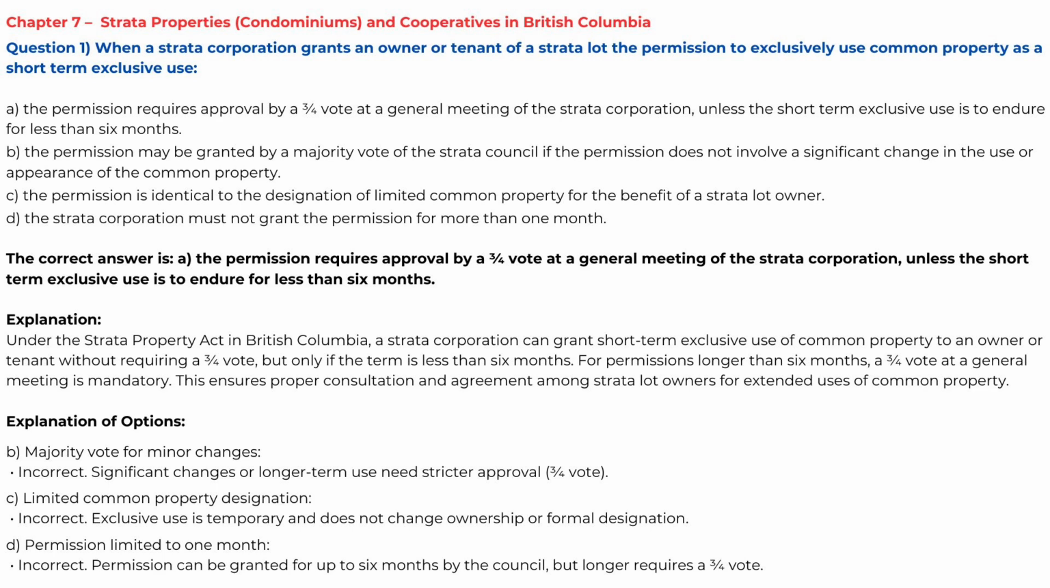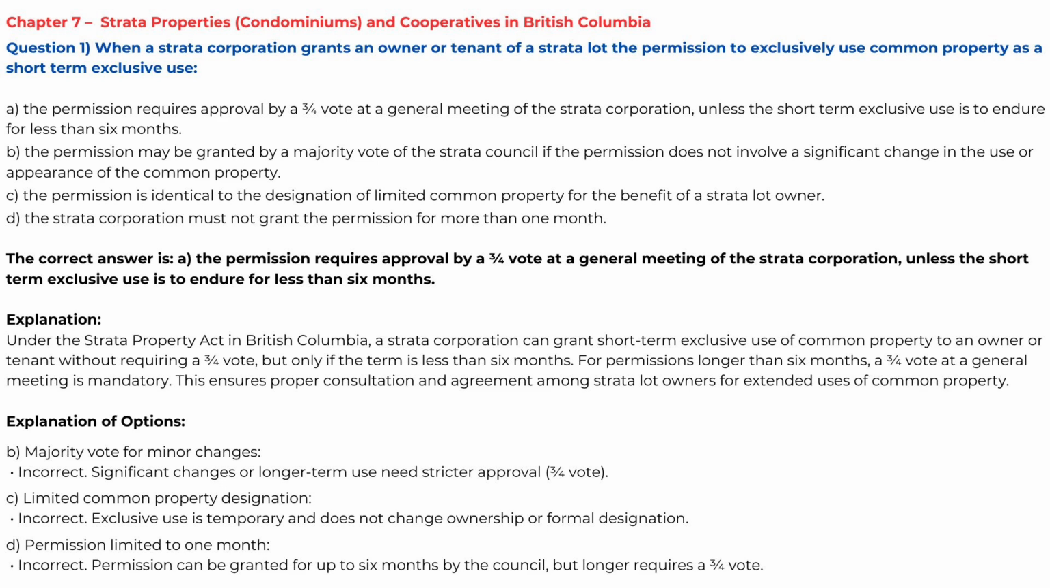Question 1. When a strata corporation grants an owner or tenant of a strata lot the permission to exclusively use common property as a short-term exclusive use. The correct answer is A. The permission requires approval by a 3/4 vote at a general meeting of the strata corporation, unless the short-term exclusive use is to endure for less than 6 months.